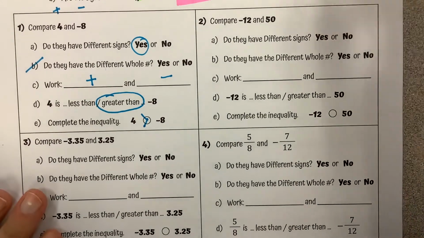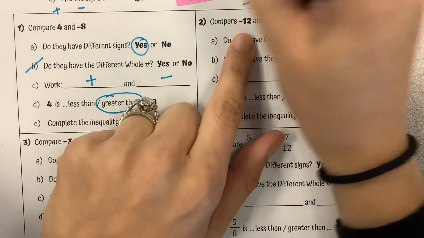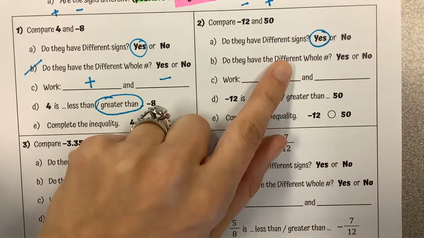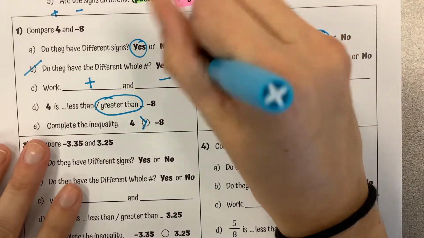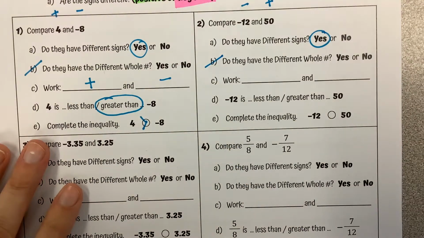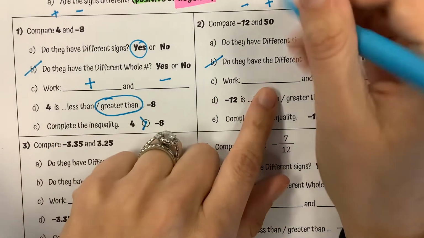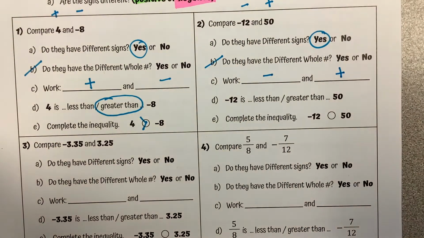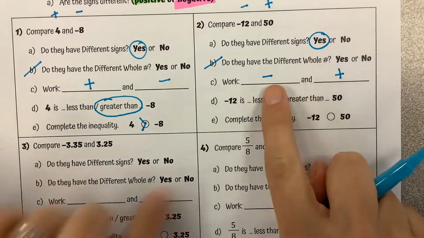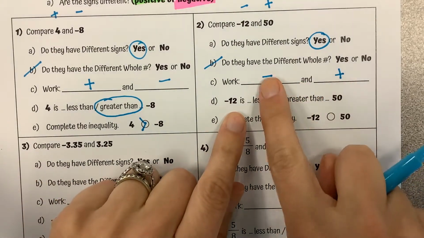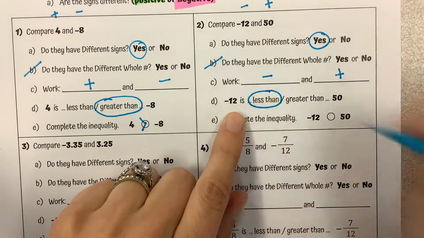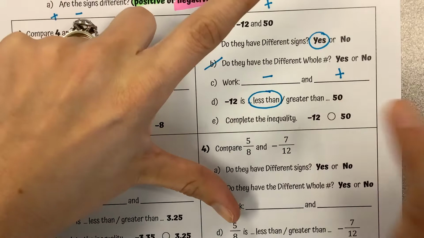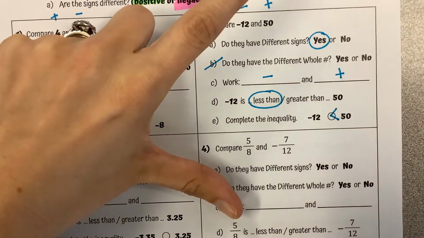Okay, number 2, again, I'm going to look at, this is a negative, this is a positive. So that's the first thing I'm checking. Yes, they have different signs. As soon as I see they have different signs, I don't need to answer question B. Again, going straight to my work, all I'm going to write is this is a negative and our second number is a positive. When comparing those two, a negative is always less than a positive. And left means less. So when we draw our inequality symbol, it looks like that.